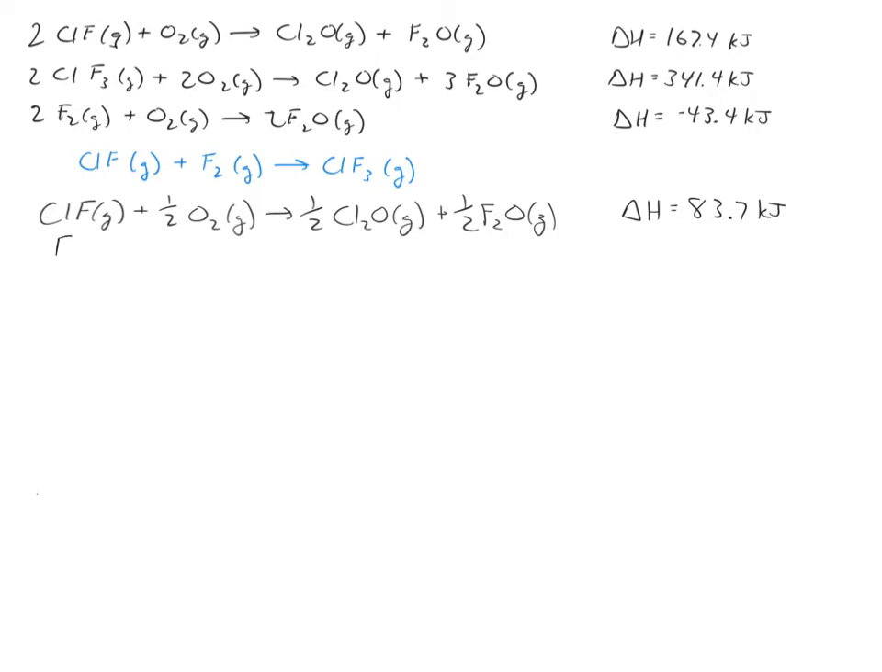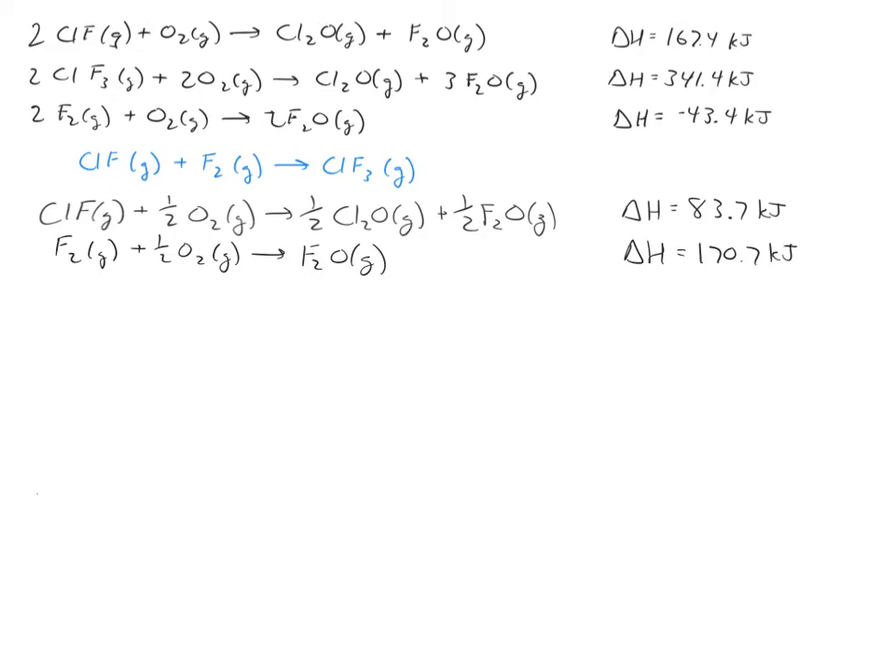So I have F2 gas plus 1/2 O2 gas makes F2O gas. Again, I divided by 2, so I've got to take my delta H of 341.4 and divide it by 2, giving me positive 170.7 kilojoules.